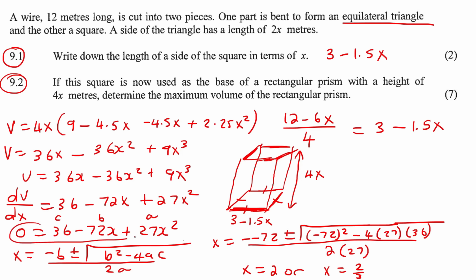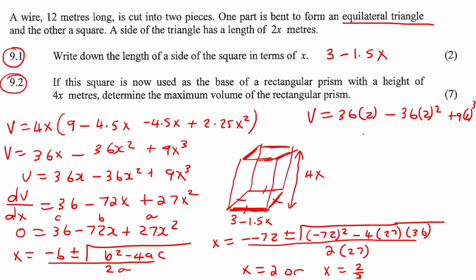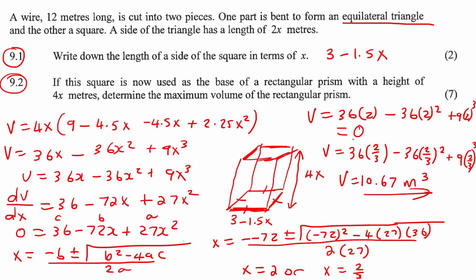Okay, you're not going to plug it back into this equation. You're plugging it in to find the volume. So I'm just going to get rid of this. So if x is 2, let's see what volume we get. Okay, if you plug that all in, you get 0 for the volume. Okay, so we don't want that. That's not great. That's probably the minimum volume. If we then plug in 2 over 3 instead, we end up with a volume of 10.67 meters. And so for this one, you would say no solution for x equals 2, because that would actually be a minimum volume, but they said determine the maximum volume.